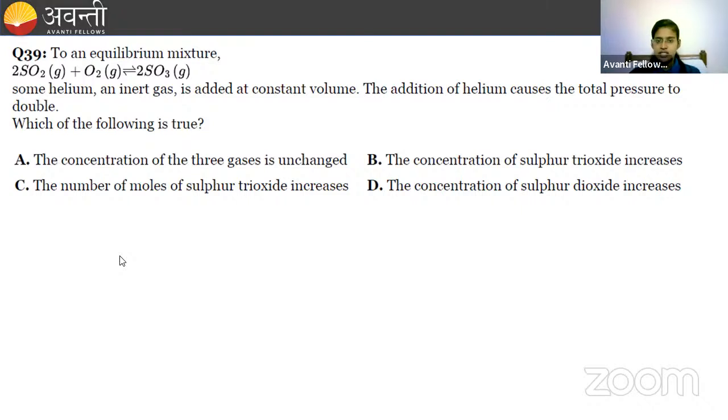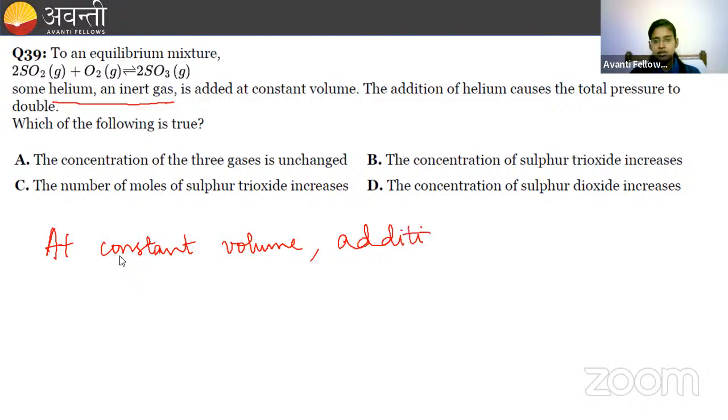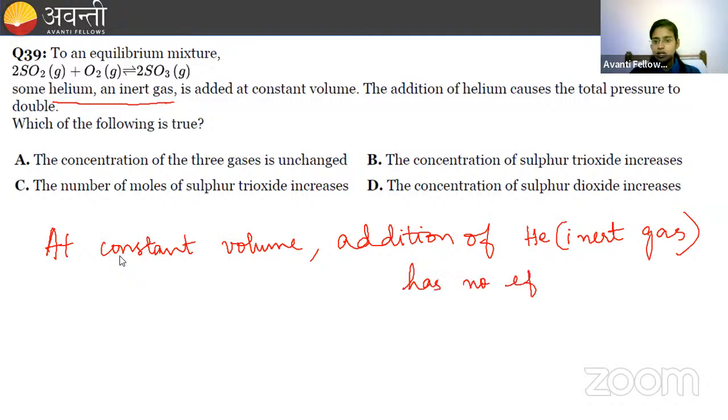So we have three gases, right? So which one is true? We know that helium is an inert gas and it is also given in the question. So at constant volume, the addition of an inert gas, the addition of helium, has no effect.